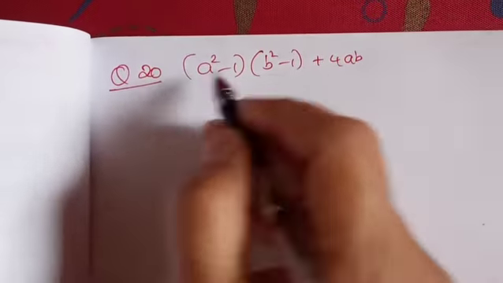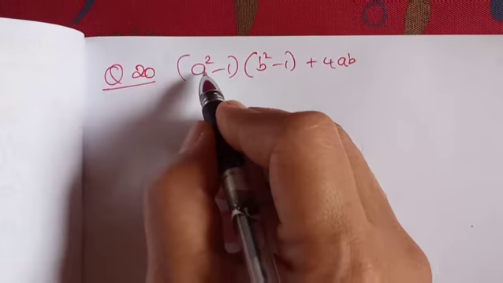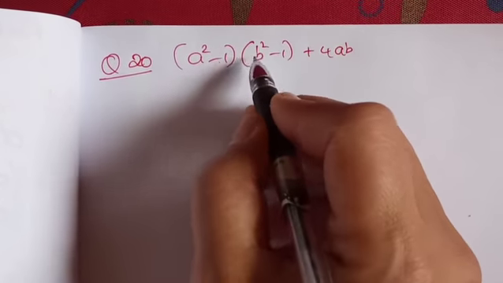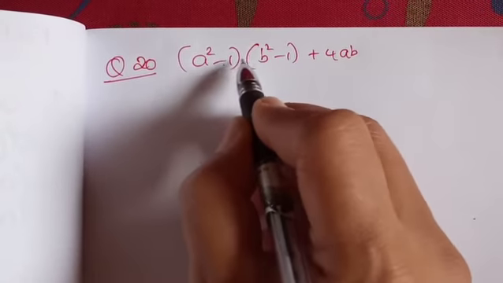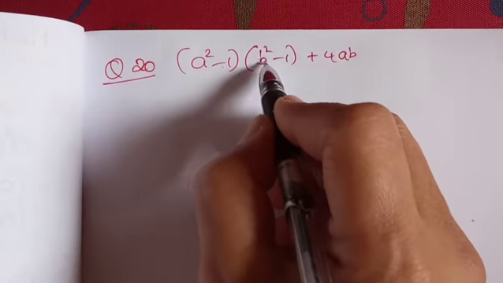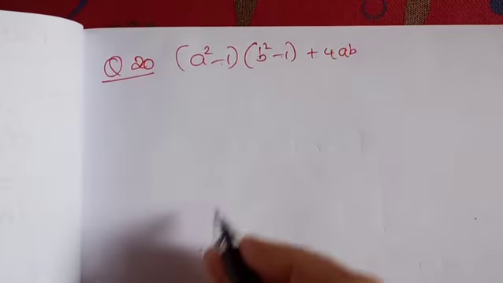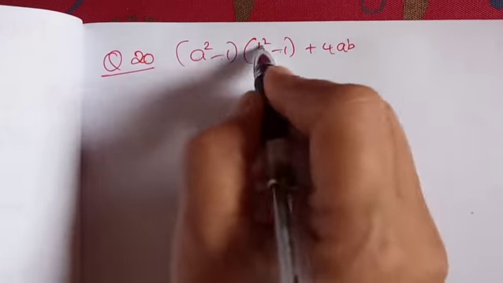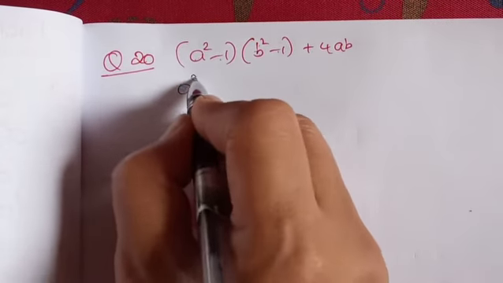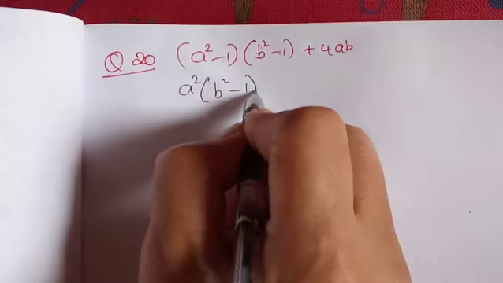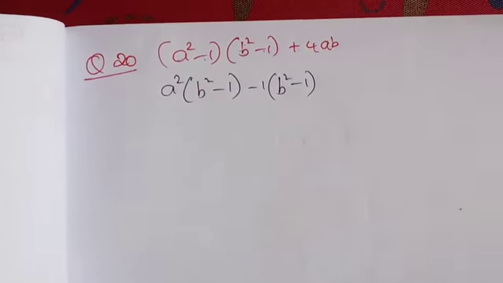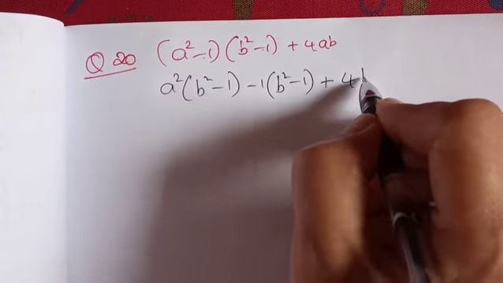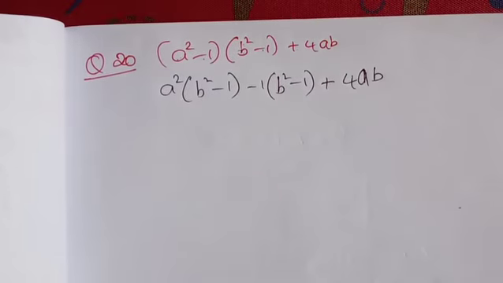Yes, 20th question: a square minus 1 into b square minus 1 plus 4ab. Brackets are denoted by into, it's a product only. So a square minus 1 we will multiply with b square minus 1. This is a simple method of product of binomial into binomial.